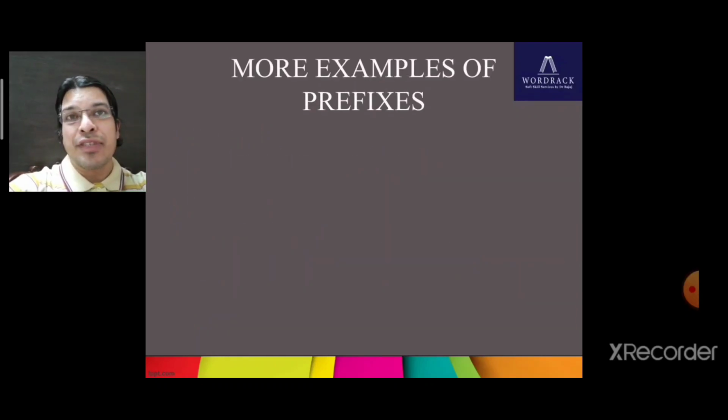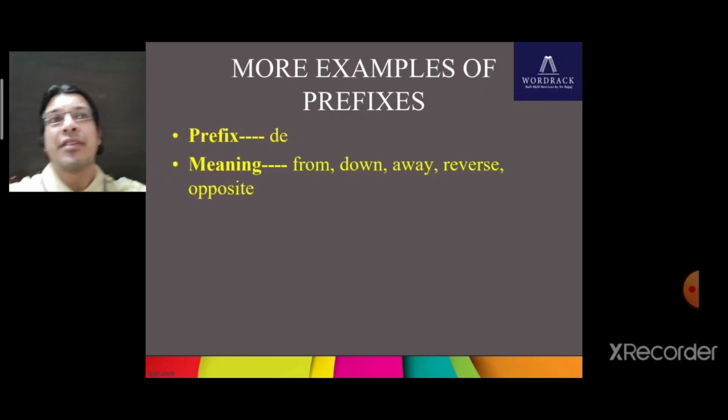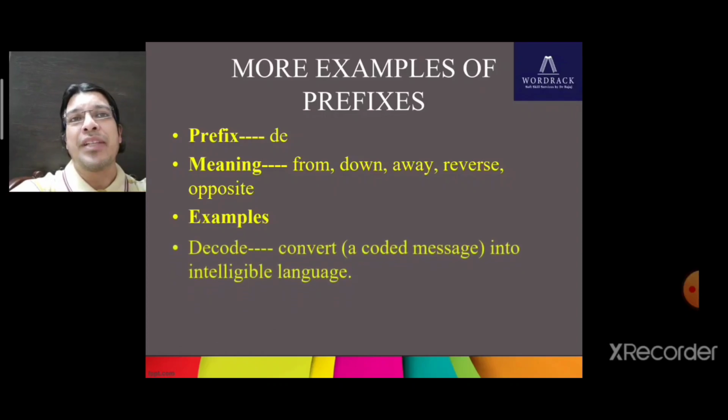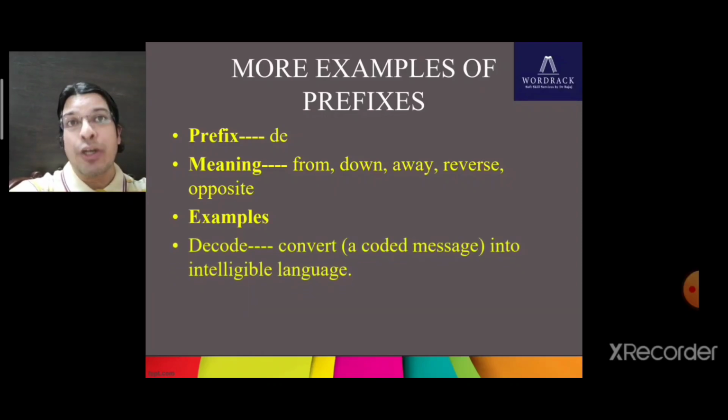Now let us shift to some more examples of prefixes. The first example, prefix de. It means from, down, away, reverse, opposite. It can have a range of meanings. So here are some of the examples. Decode. So what does it mean? To convert a coded message into intelligible language or intelligible idea.